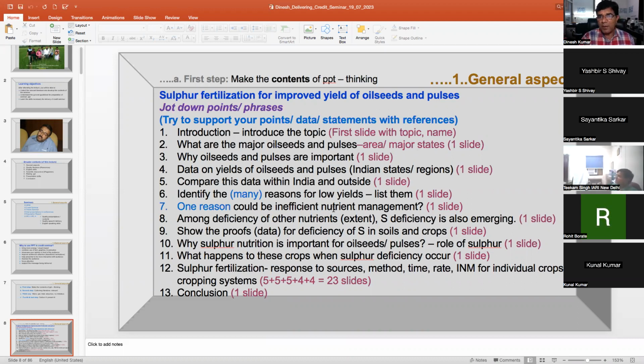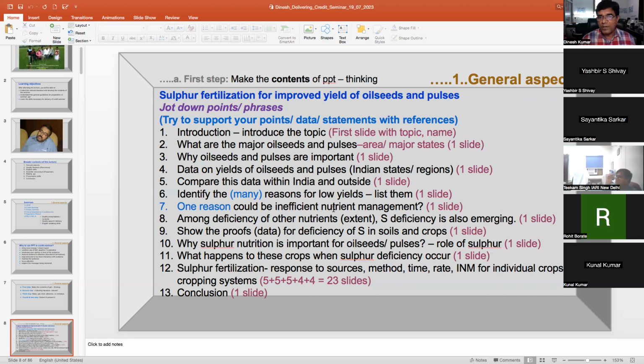Then among the nutrients, now you need to focus or bring your attention to sulfur. There may be many nutrients, but you need to come directly to sulfur. Among deficiencies of other nutrients, sulfur deficiency is also emerging. From there, you shift your focus to sulfur. Now you have come to sulfur, the main subject.